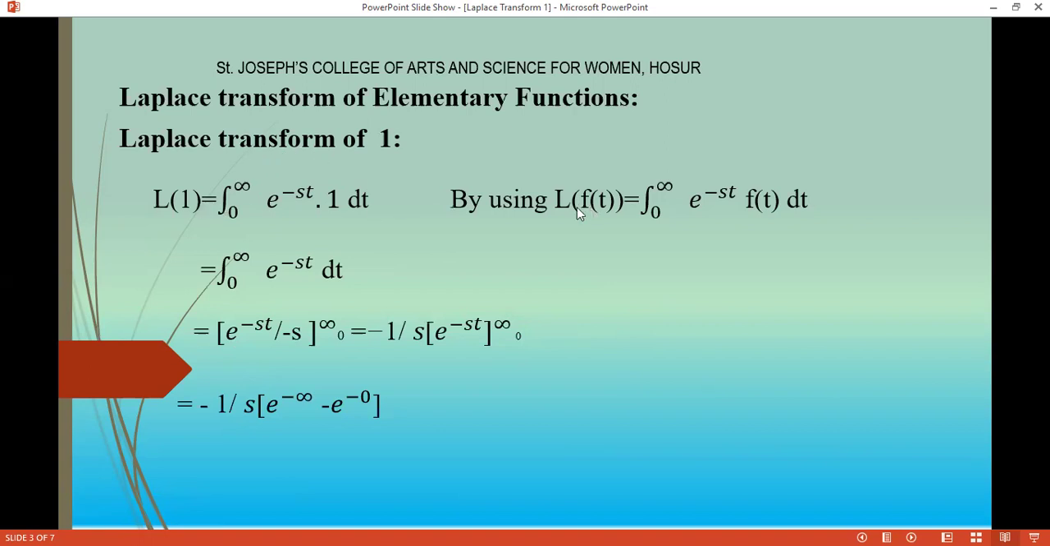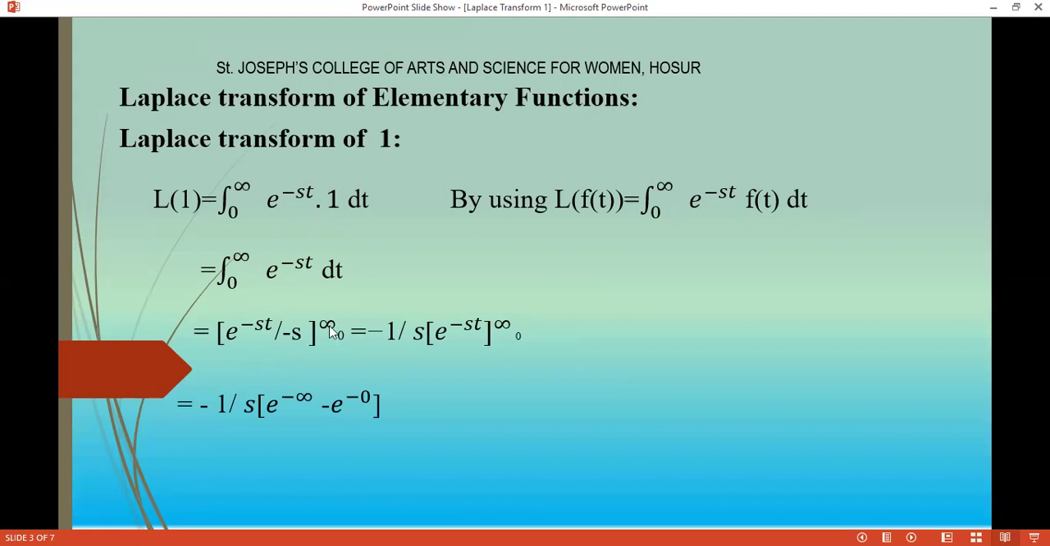We have already seen L of f of t is equal to integral 0 to infinity e power minus st into f of t dt. To find L of 1, in the place of f of t we substitute 1. So integral 0 to infinity e power minus st into 1, which is e power minus st dt. The integration of e power minus st is e power minus st by minus s.